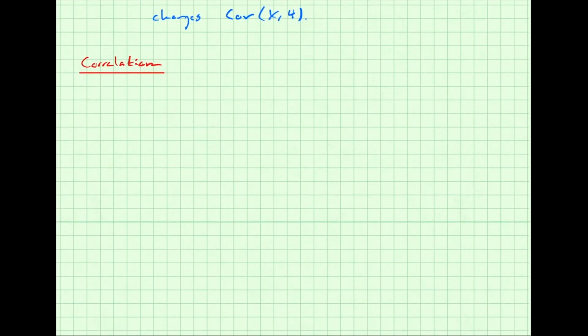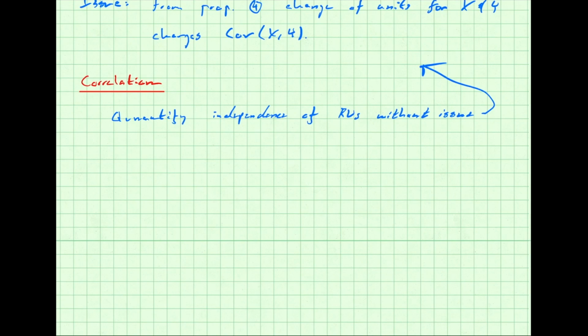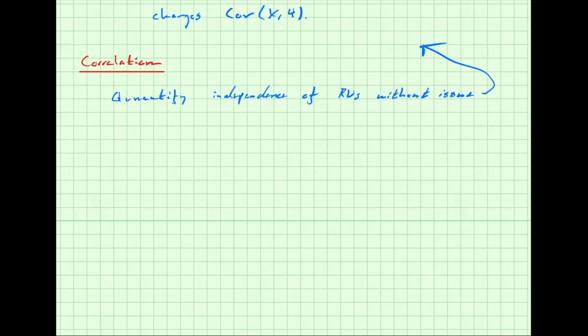And correlation fixes this, right? And we'll just state it, and then we'll say some properties, and then we'll be done for today. So what we want to do is quantify the independence of random variables without that issue that was just mentioned above, without issue of units. Maybe I'll just put that. I'll just leave it like that.